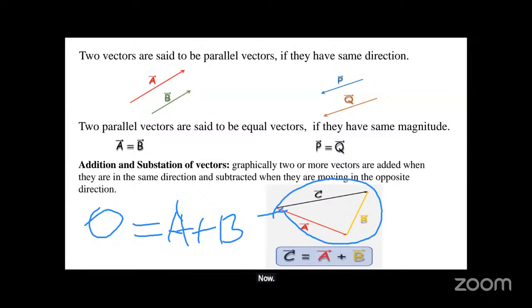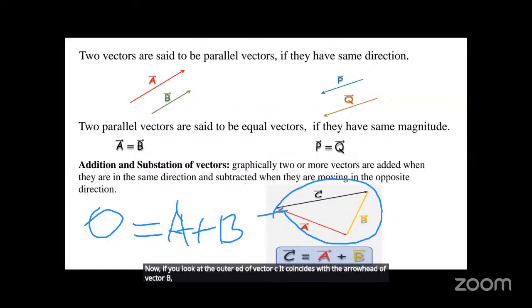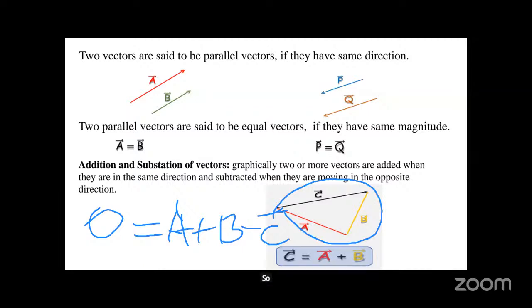Now, if you look at the arrowhead of vector C, it coincides with the arrowhead of vector B, which means that vector C is in a direction that is against vector B. So that is a minus. So we have A plus B minus C is equal to 0. The sum of all the vectors A, B, C is equal to 0. But A is positive, B is positive, C is a negative vector. So A plus B minus C is equal to 0.